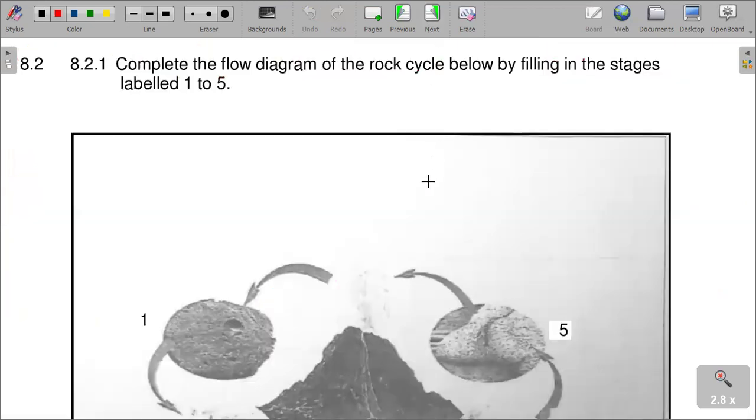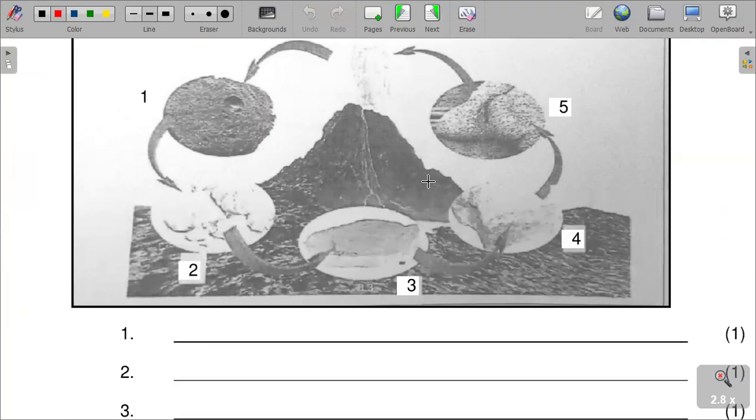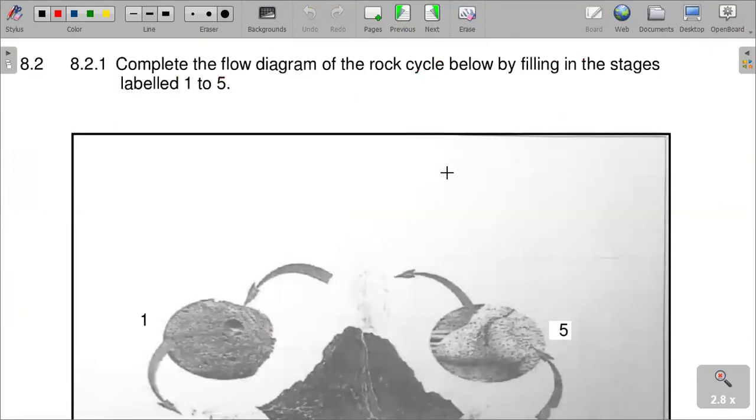Then we can talk about the next question. Complete the diagram of the rock cycle below by filling in the stages labeled 1 to 5. The question wants us to complete the stages of the rock cycle.